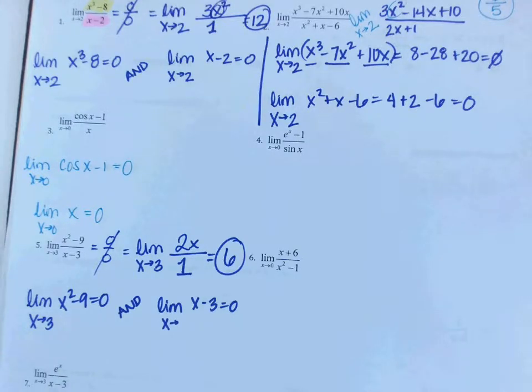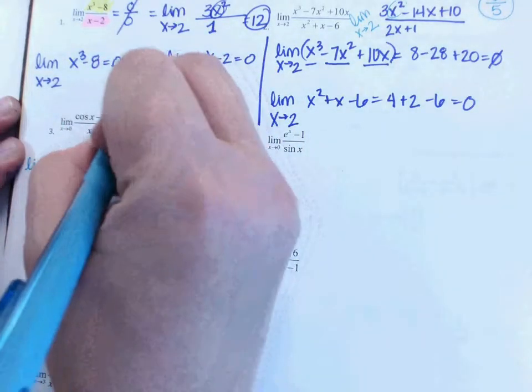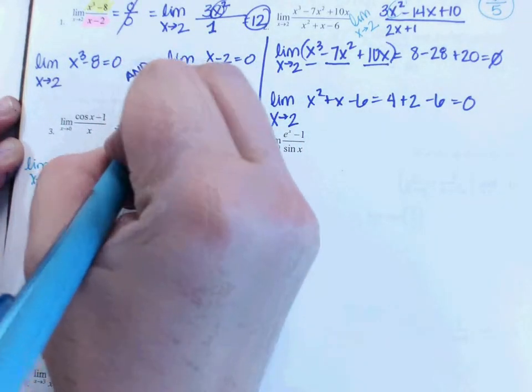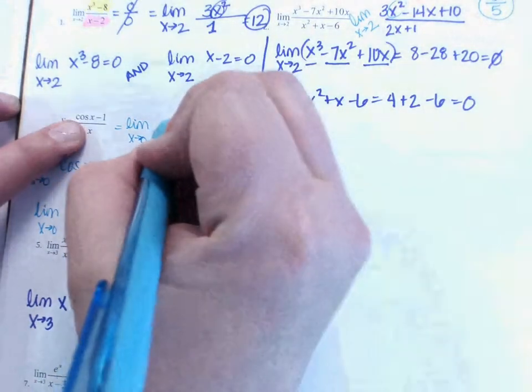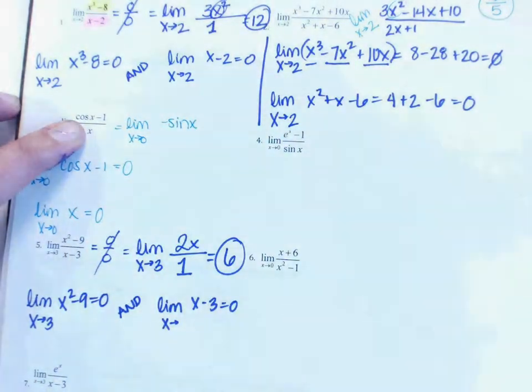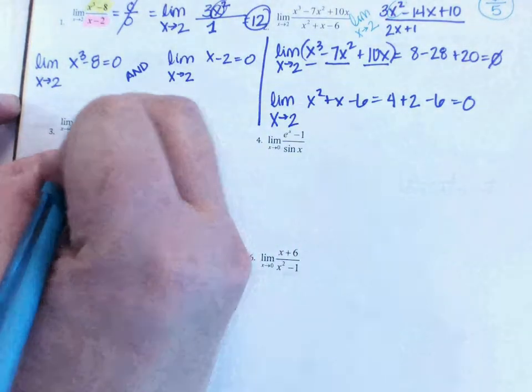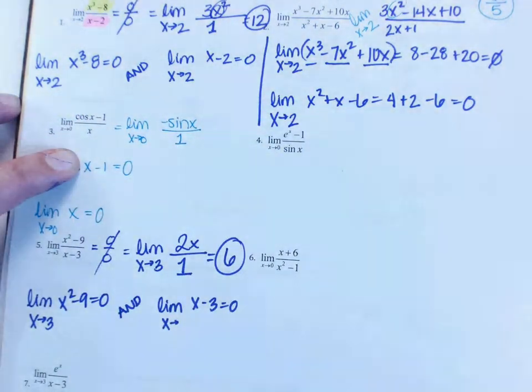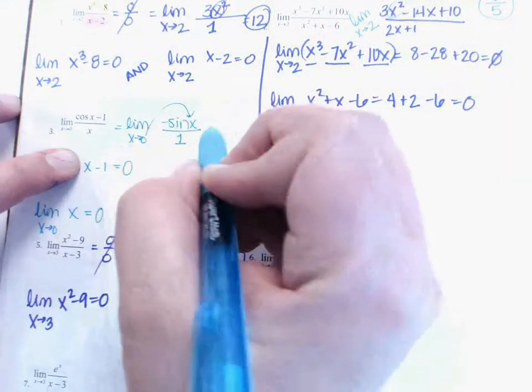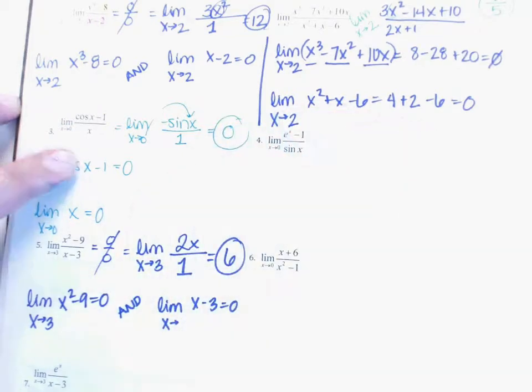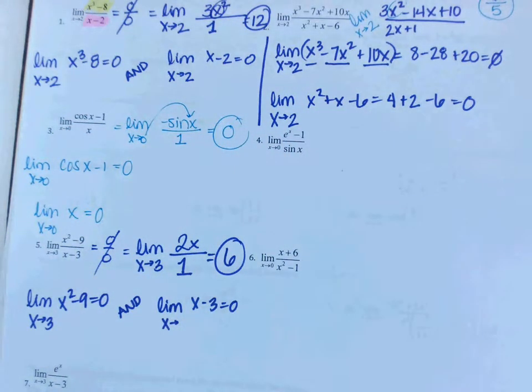So take the derivative of the top. What's the derivative of cosine x minus 1? Derivative of cosine is negative sine x. What about the minus 1? That's a 0. 0 on the bottom. What's the derivative of x? 1. And then I plug in 0. What's the sine of 0? But that was already one of your special limits. You should have known that was 0 just from it being on your pink sheet.